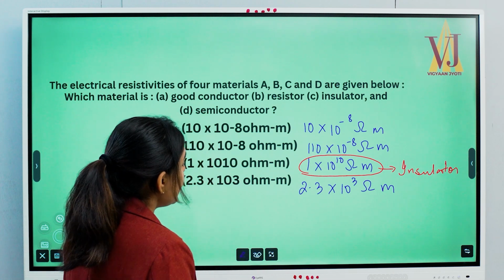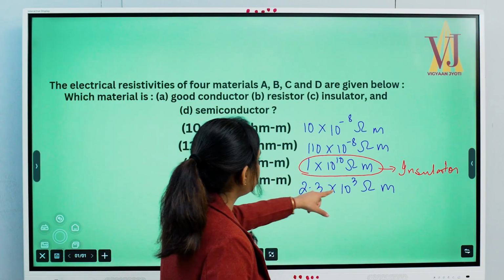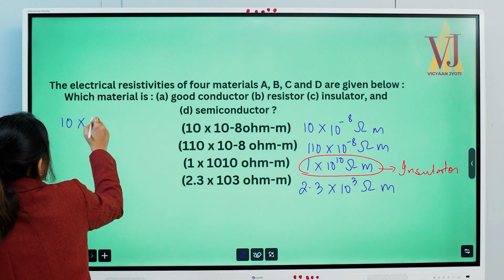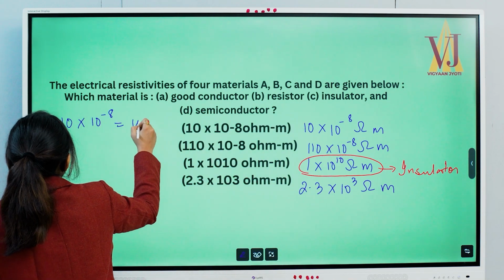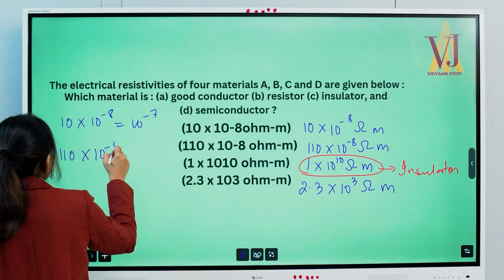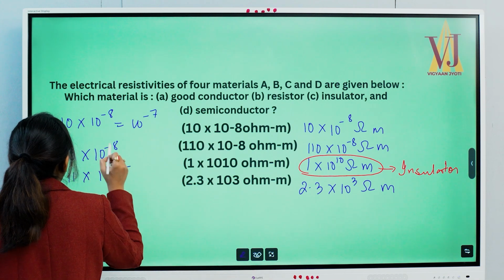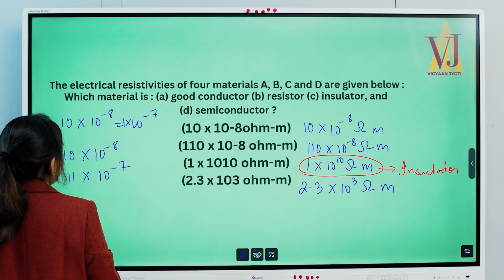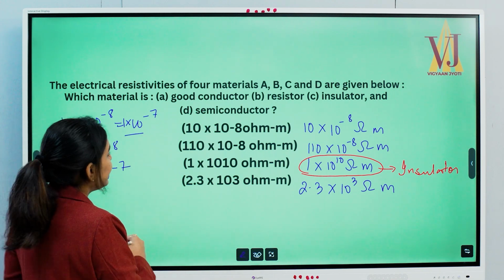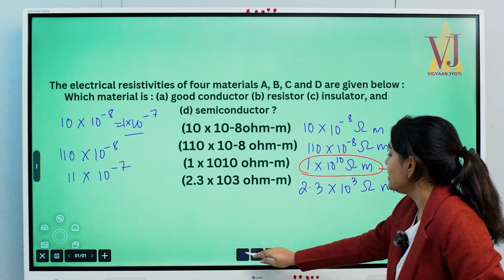Next, if you see the minimum resistance, that will be my conductor. This one is positive, so we will not see this; we will see this too. One is 10 into 10 to the power minus 8, which means 10 to the power minus 7. The other one is 110 into 10 to the power minus 8, which means 11 into 10 to the power minus 7. So one is 1 into 10 to the power minus 7, the other is 11 into 10 to the power minus 7. Which is smaller? This one.